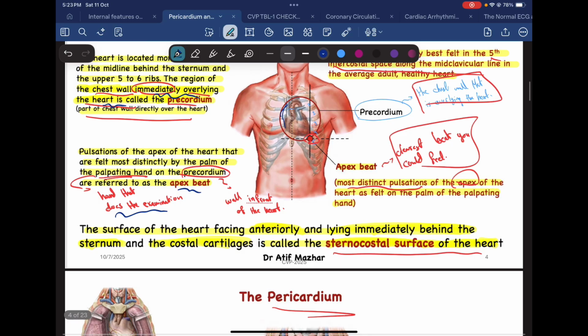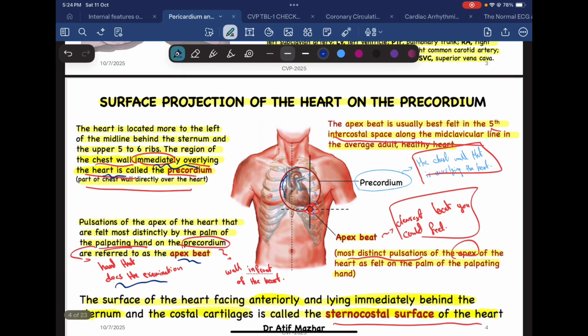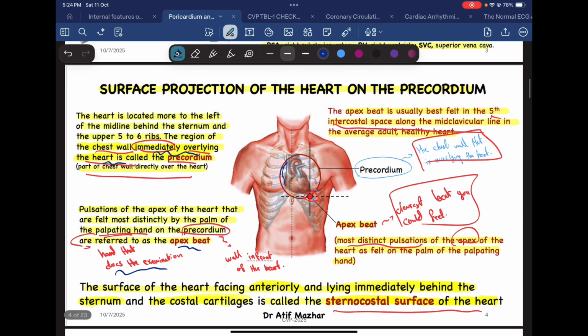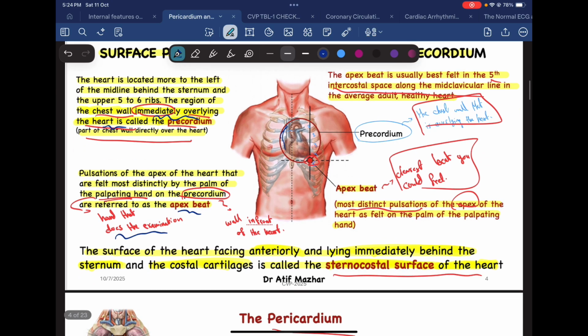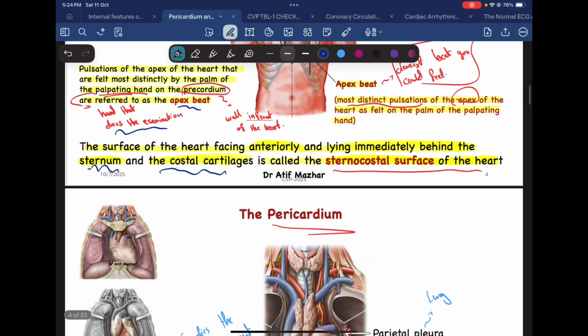Now, you have to know the medical term for the anterior side, or the view that you're looking at right now. That side is called the sternocostal surface. Why is it called sternocostal surface? Because right behind that surface you'll find the sternum and the costal cartilage.